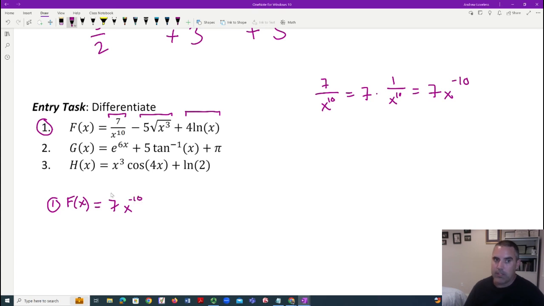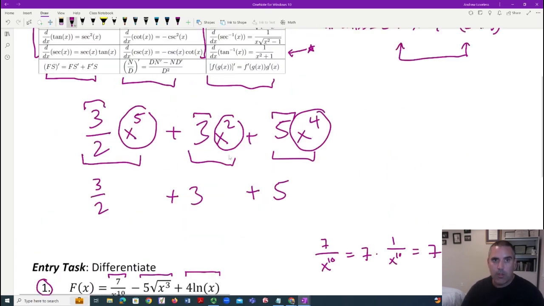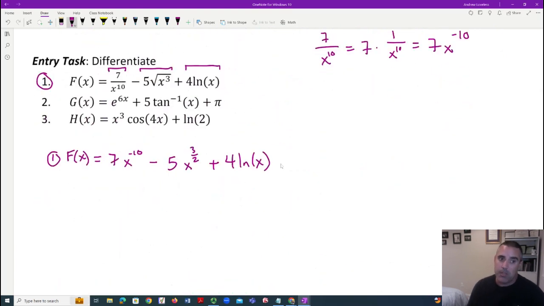So that's step 1. That's the first term. The second term, the square root, is the same as x to the 1/2 power, so 5x to the 3/2. And then the last term, that's often the stumbling block in my experience. It's just rewriting it the way a calculus student would write it. Why does a calculus student write it this way? So they can use those rules. So there are 3 terms. Each term is one of the basic forms, so I'm done.